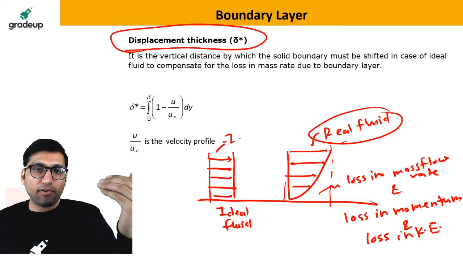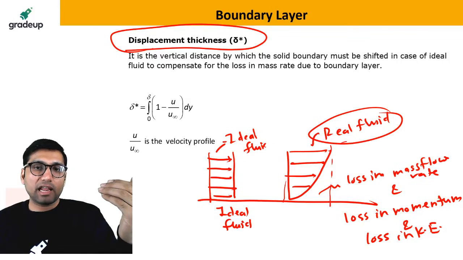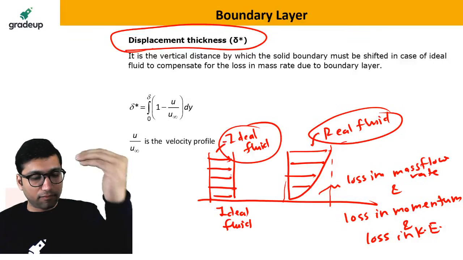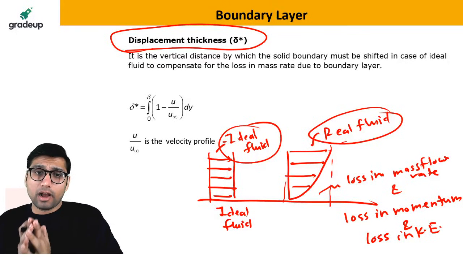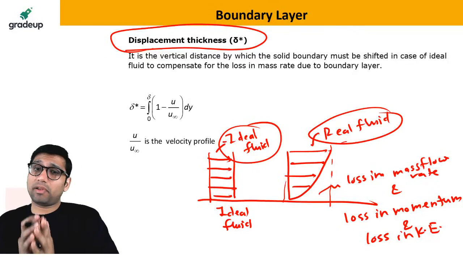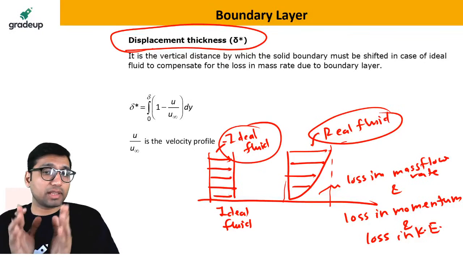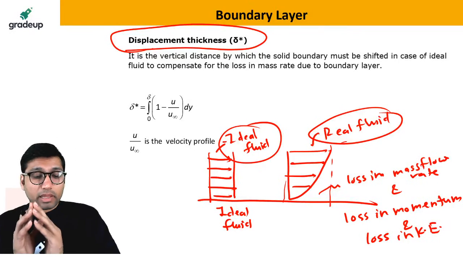But for an ideal fluid, there will be no velocity gradients. So in the ideal fluid, there will be no boundary layer. So the complete fluid profile will be there. So there will be no loss of the mass flow rate, no loss of the momentum, and no loss in the kinetic energy. So this concept will not be used.